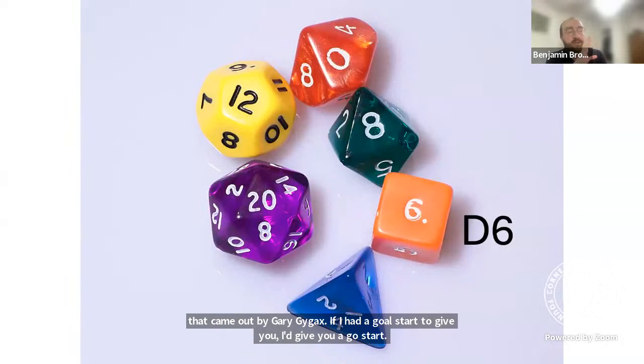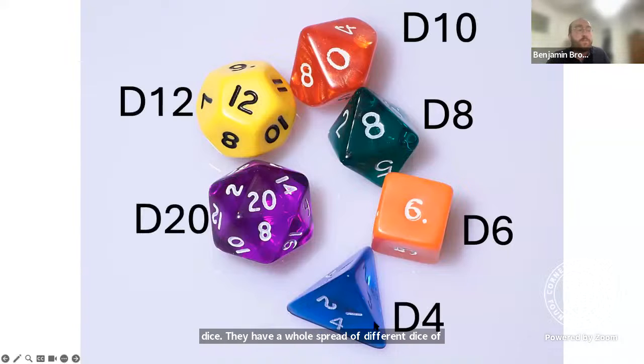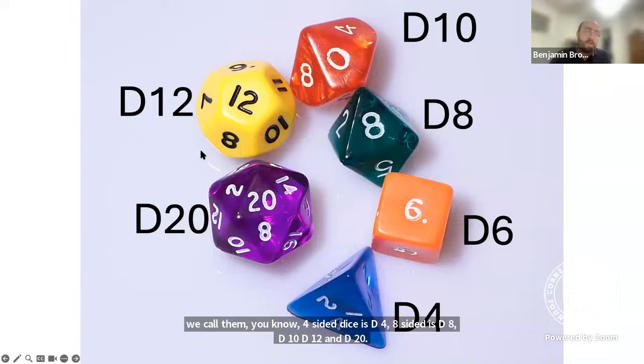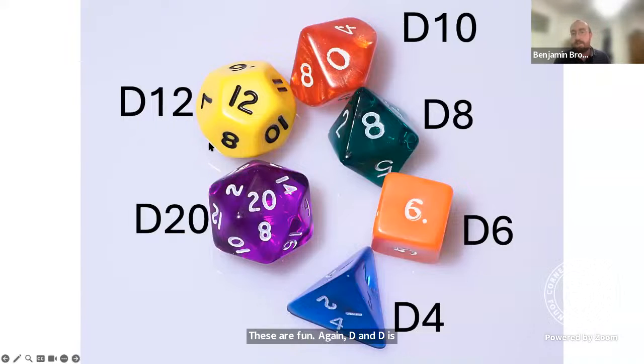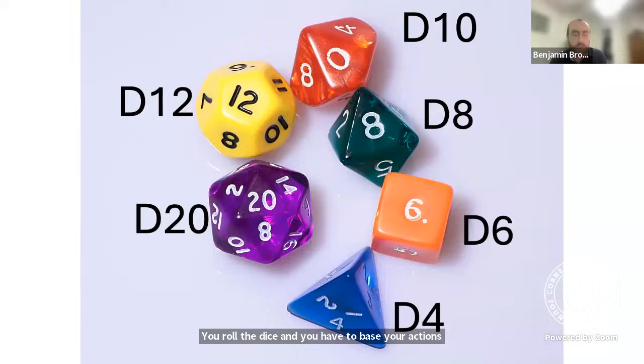Great, because we're going to use the dice from Dungeons and Dragons to simulate our climate modeling experience. For those that aren't familiar, the die you're most familiar with is the six-sided die. In the world of D&D, it is called the D6. They have a whole spread of dice with different numbers of sides. A four-sided die is D4, then eight-sided is D8, D10, D12, and D20. D&D is fun in a lot of ways because there's an element of randomness. You roll the dice and you have to base your actions on the results of that die, which has a random element to it.